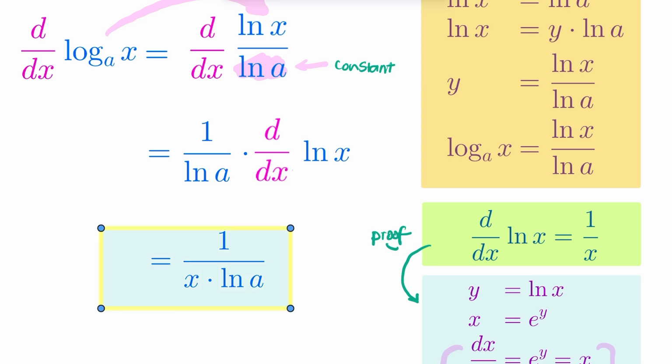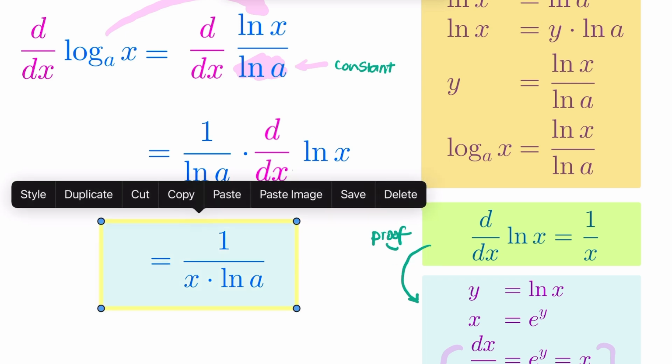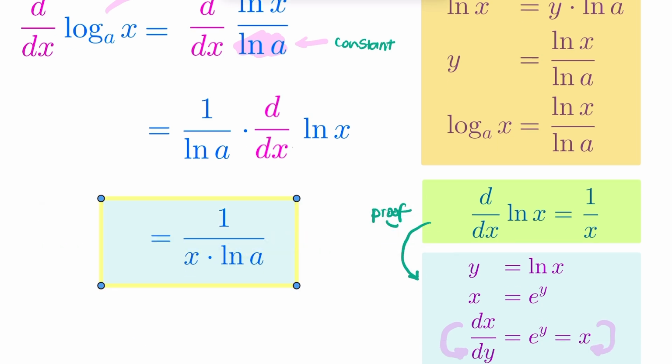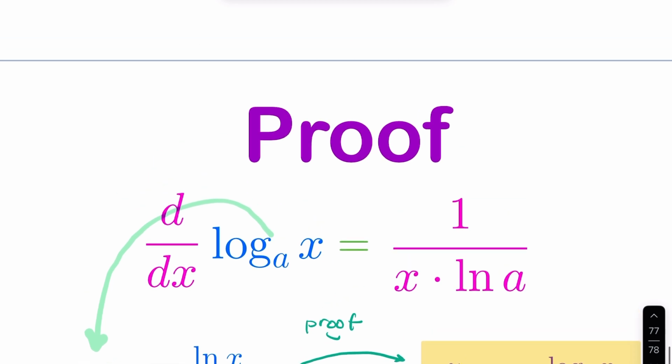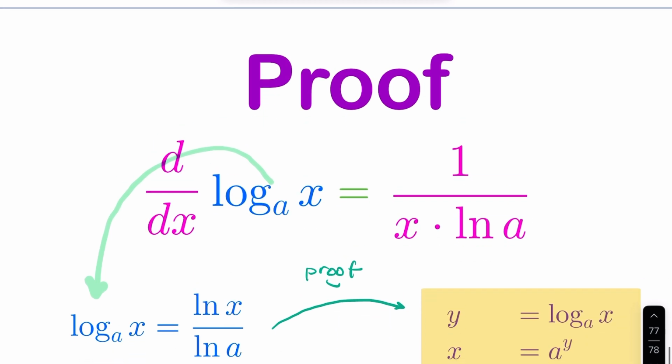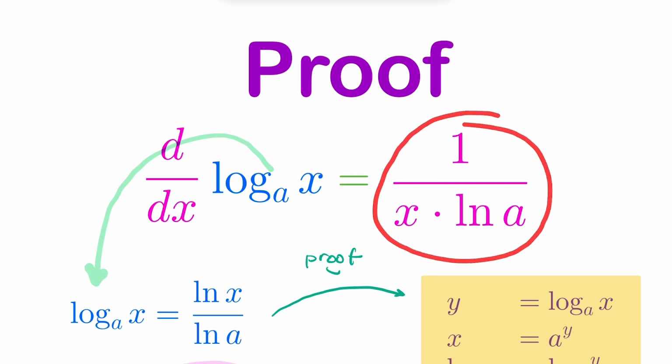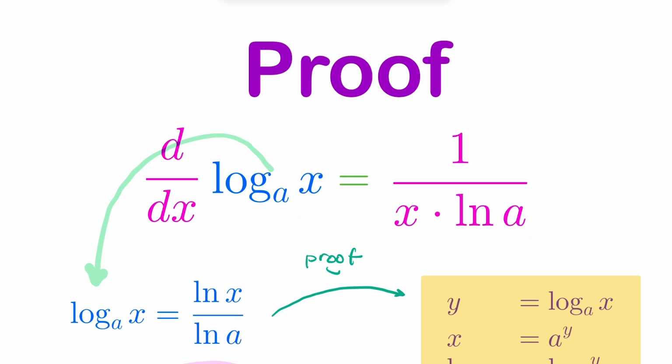That now is how we prove that the derivative of a logarithm to an arbitrary base is simply 1 over x times the natural logarithm of that arbitrary base. So that is our final answer.